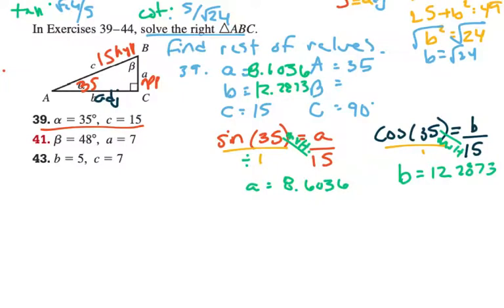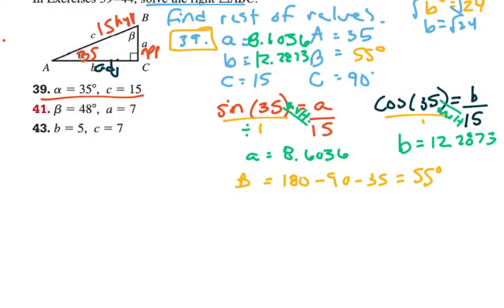And then this last one is going to come from the fact that 180 minus 90 minus 35 is going to equal angle B. So 55 degrees. And that's number 39.